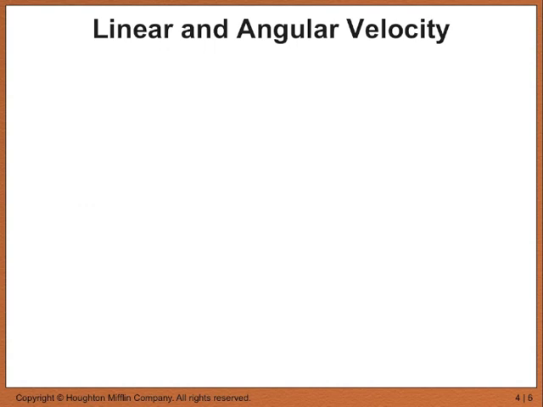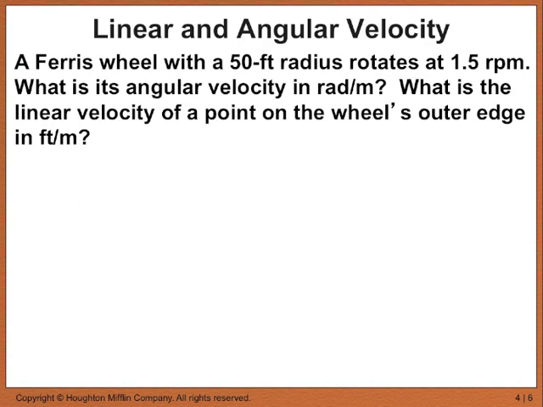Another example, linear and angular velocity. A Ferris wheel with a 50-foot radius rotates at 1.5 RPM. Now, those of you who like cars, you probably have heard RPMs before. RPMs is just revolutions per minute. Revving up your engine is giving it high RPMs, high revolutions per minute. So that's all RPM stands for.